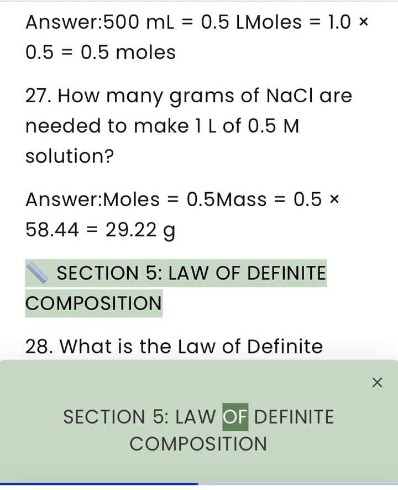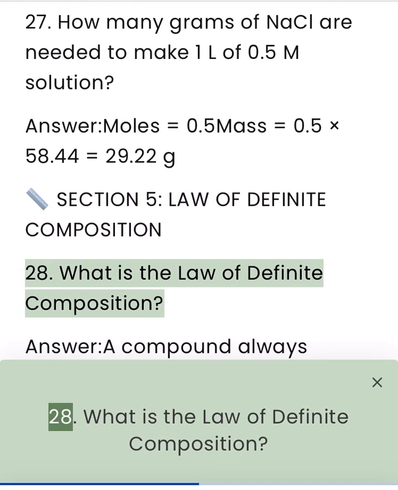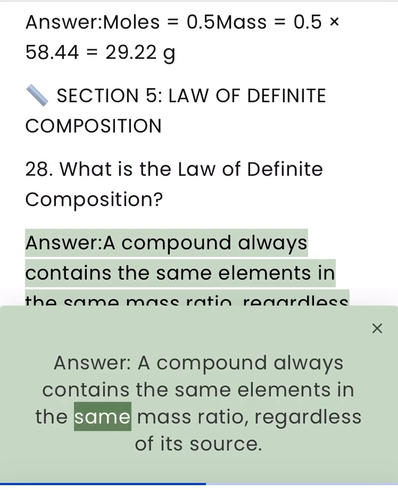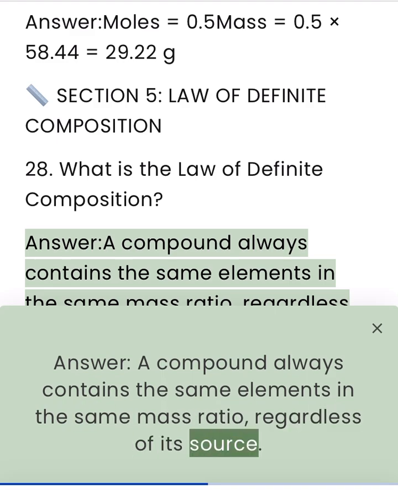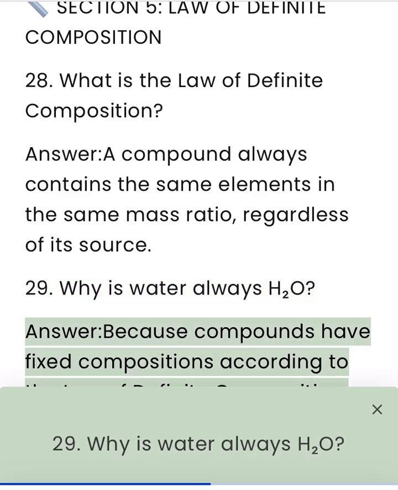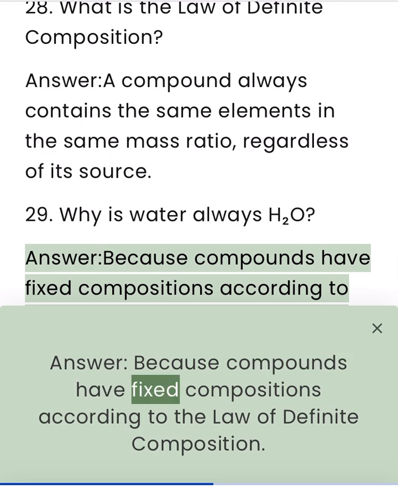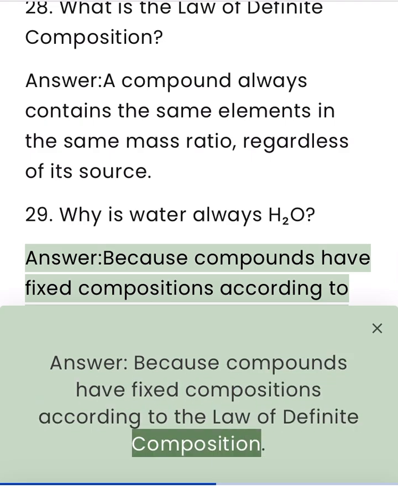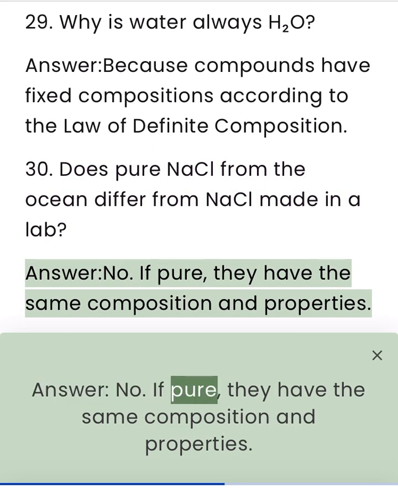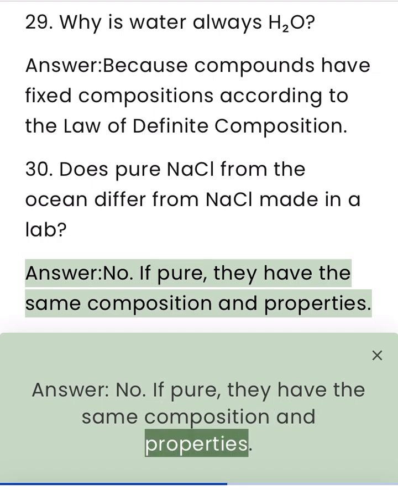Section 5. Law of definite composition. 28. What is the law of definite composition? Answer. A compound always contains the same elements in the same mass ratio, regardless of its source. 29. Why is water always H2O? Answer. Because compounds have fixed compositions according to the law of definite composition. 30. Does pure NaCl from the ocean differ from NaCl made in a lab? Answer. No. If pure, they have the same composition and properties.